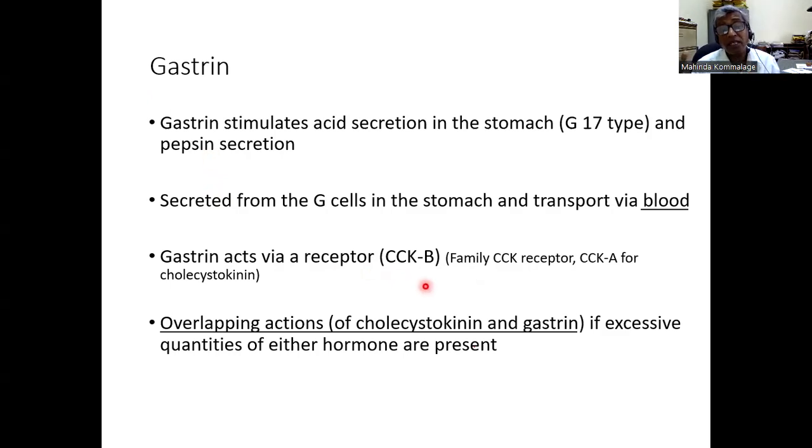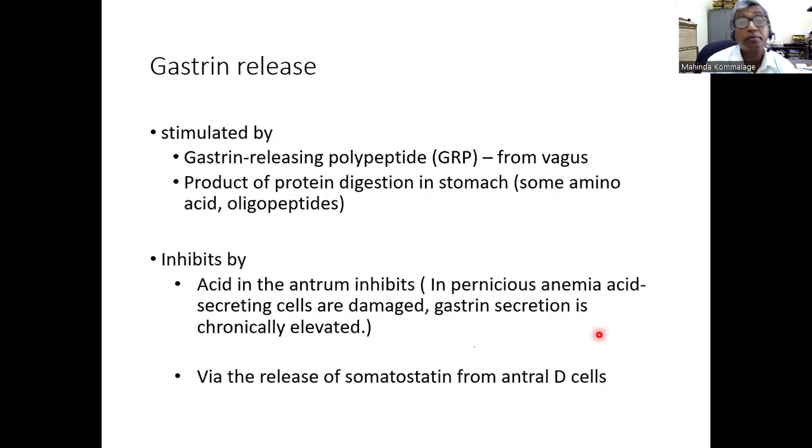The hormone's name changed, but the receptor's name did not change. Still we call it the CCK receptor, gastrin acts on the CCK receptor, right? It would be easier to remember if it were a gastrin receptor, because gastrin would act on a gastrin receptor. But now gastrin is the hormone and the receptor is the CCK receptor, right? So we can see overlapping actions of cholecystokinin and gastrin in most places because they are structurally similar hormones. Gastrin release is stimulated by the vagus nerve, I already explained in the diagram.